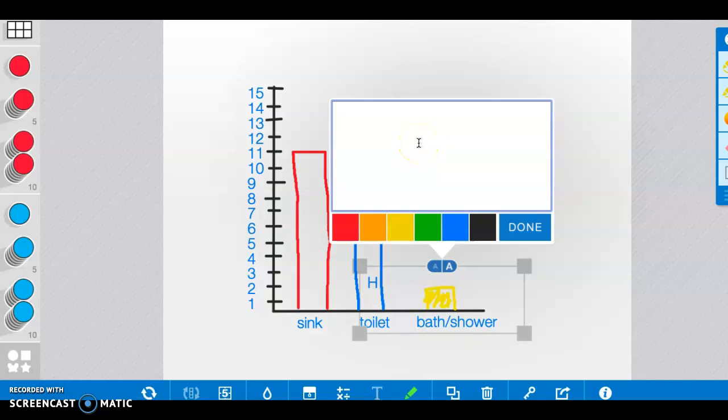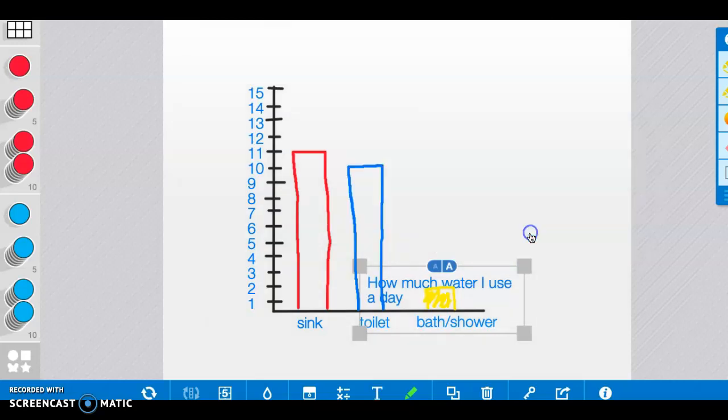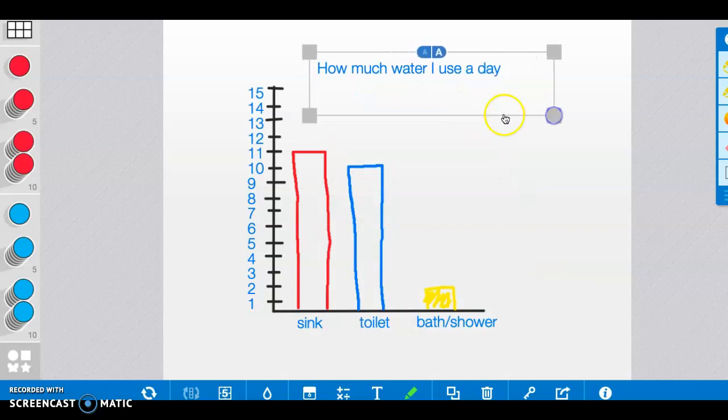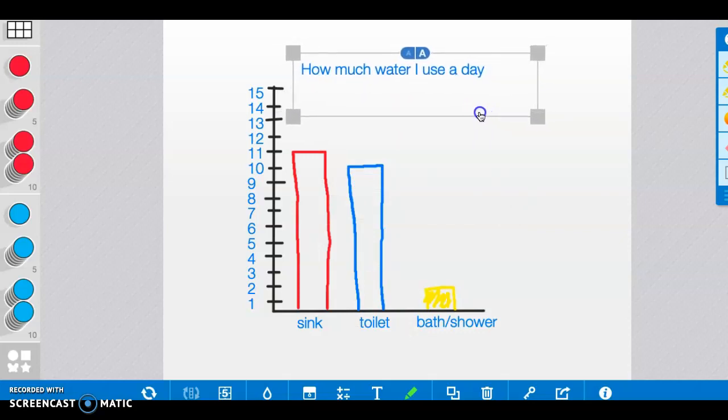So I know that the reason we did this was to see how much water we are using throughout the day. So I'm going to title my graph that. So how much water I use a day. That could be a good name for a graph. And of course, you just put it right up top. I also like to underline mine just to show that it's the title.